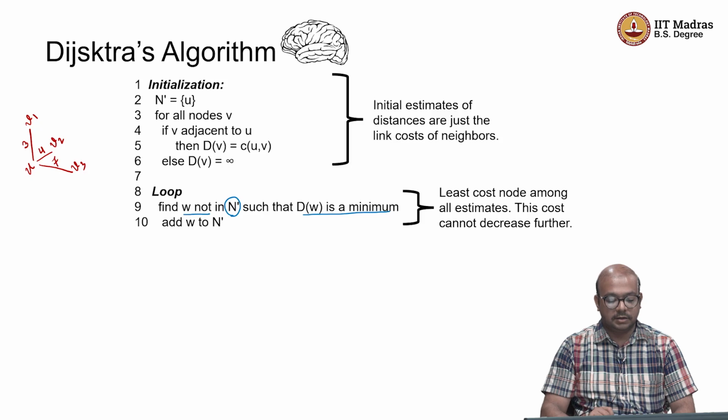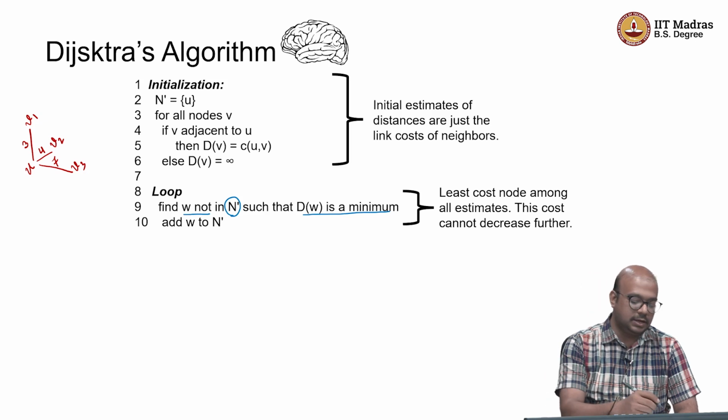Now consider: what is the least cost to V1, what is the best route to V1? The best route to V1 has to be this direct link whose cost is 3. There cannot be any other path to V1 with a cost less than 3.